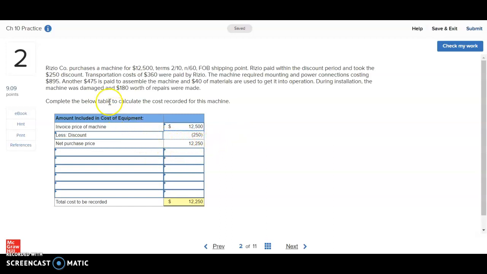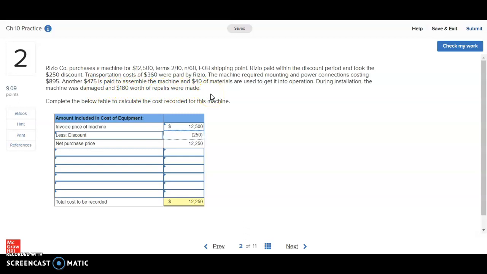Then we're going to add in our other costs, which it tells us we have transportation costs of $360 that were paid by us. The machine required mounting and power connections costing $895. Another $475 is paid to assemble the machine, and $40 of materials are used to get it into operation. Then it tells us that during installation, the machine was damaged and $180 worth of repairs were made.